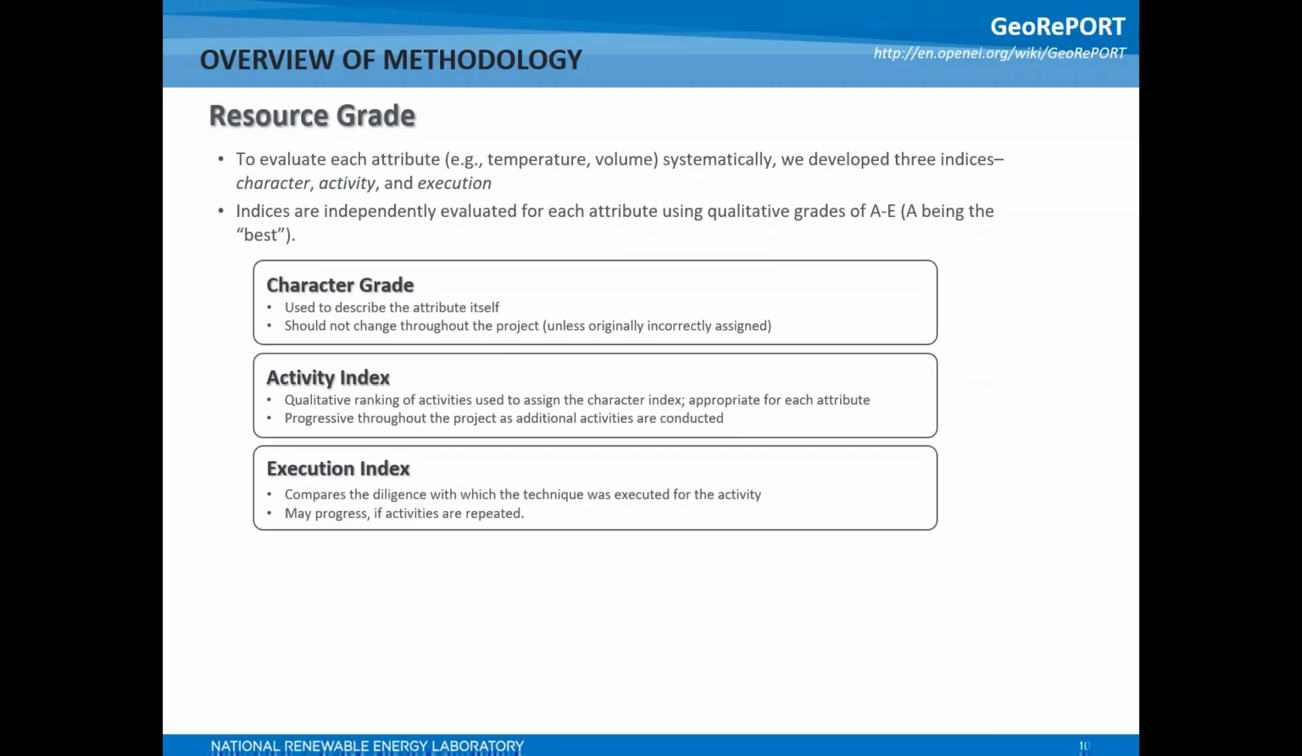The execution index is used to indicate how well you have conducted the activity. For example, if your activity is geochemistry, are all the anions and cations in balance? Did you obtain the data from a third party with no knowledge of the methodology used? The first index indicates the grade of the resource. The other two indicate the qualitative certainty with which you know the grade.